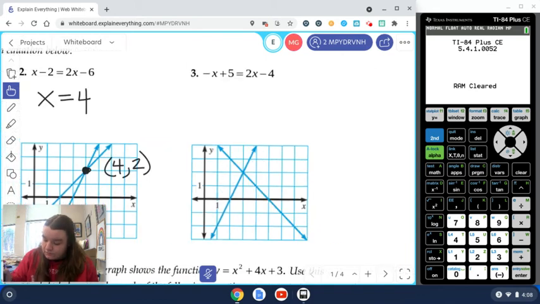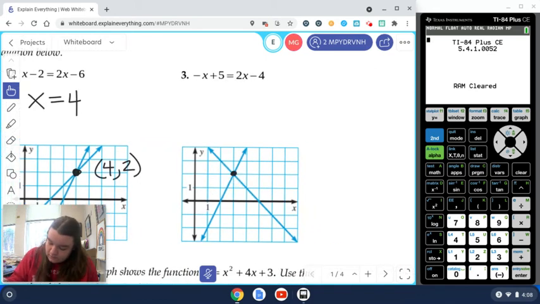For number 3, here's our point of intersection. This is the point 3, 2. So our solution would be x equals 3. All right, pause it if you need to.